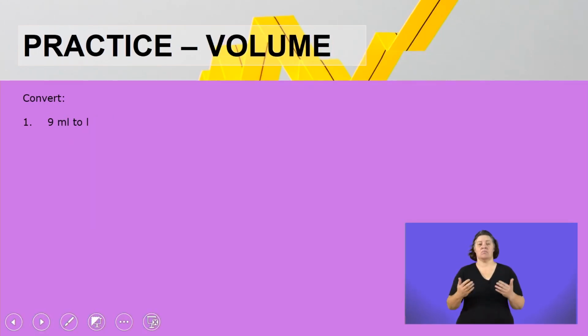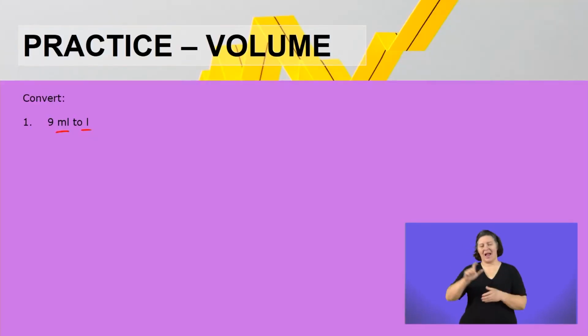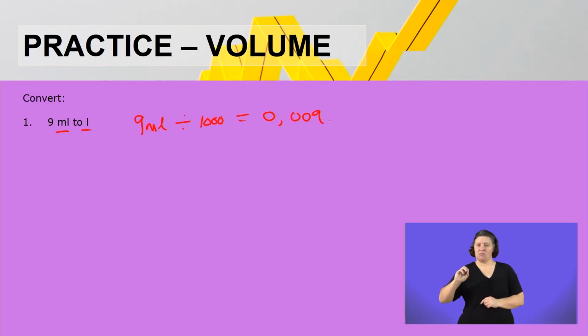Looking at now the next one, now we're moving on to volume. So I'm converting milliliters to liters. Again, is it small to big or big to small? We'll note here that it's small to big, so therefore I'll have to divide. So I'll take my 9 milliliters, and I divide that by 1,000. Right, so I'm going to type in 9 divided by 1,000. In this case, it will give us an answer of 0,009. And remember, this is now liters.